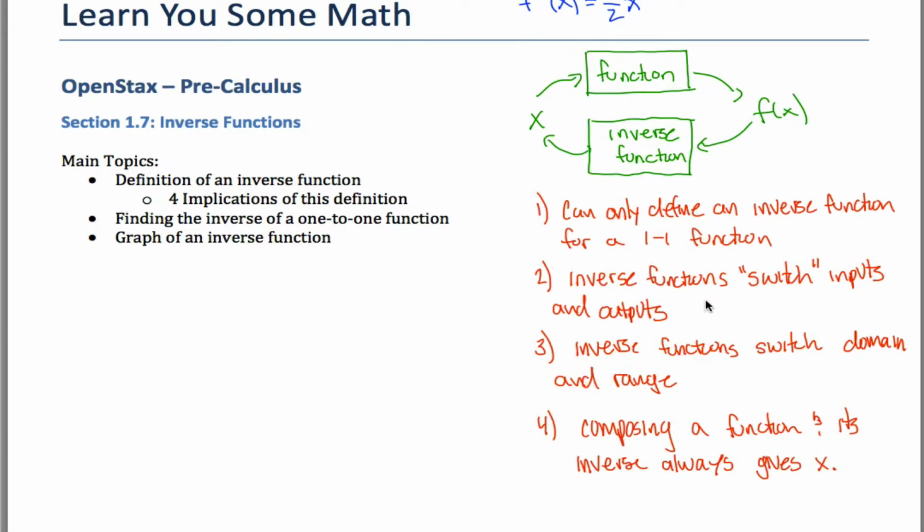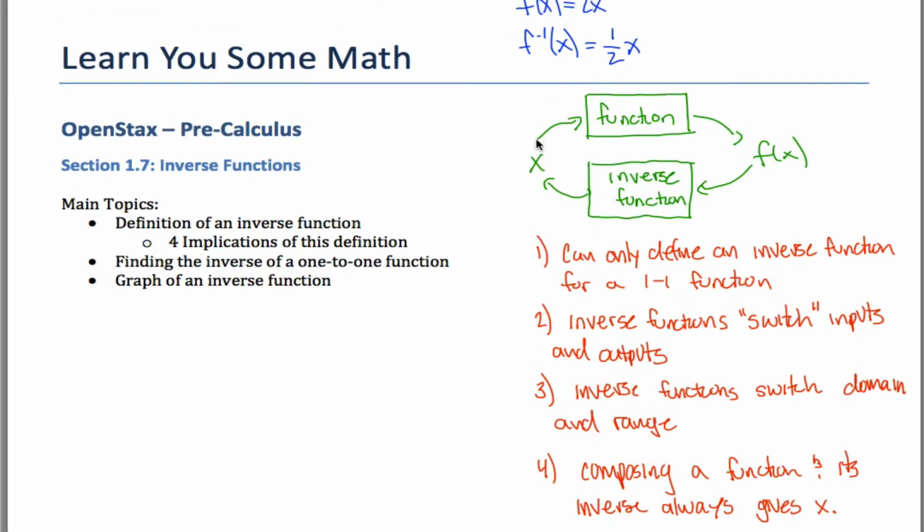The second one is just noticing that the inverse function switches the inputs and the outputs. So, for example, if f of 2 equals 5, then f inverse of 5 must be equal to 2. Right?